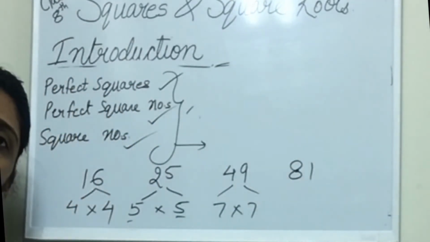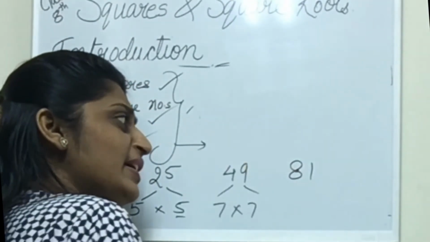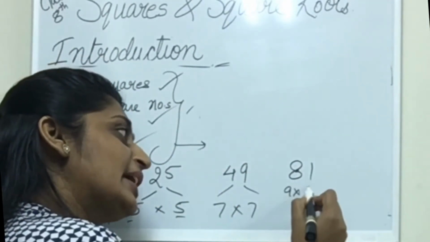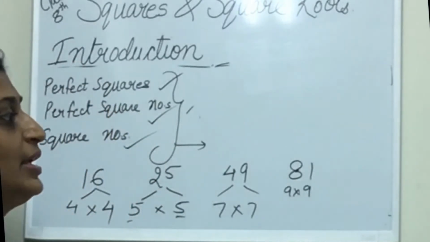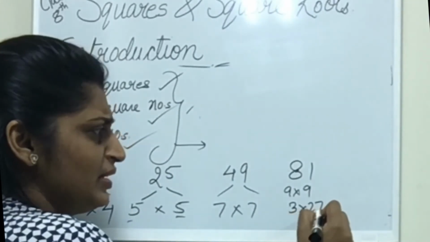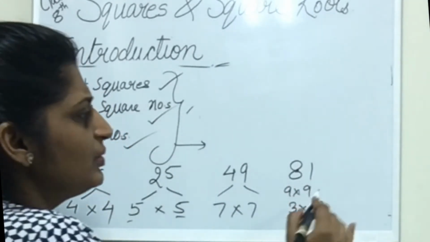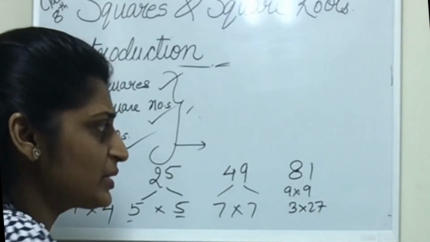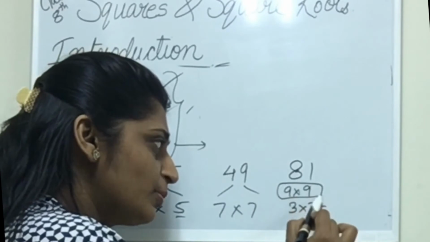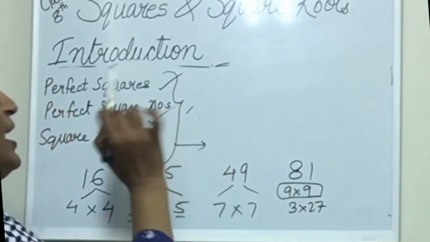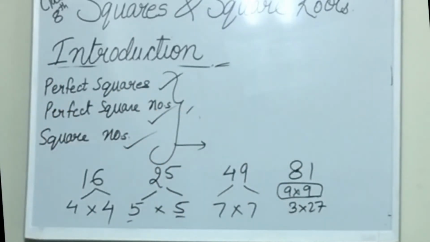Think about 81. There are many ways we can obtain 81, like 9 times 9. The very first thing which came to my mind is 9 times 9, and 3 times 27. Right? So, basically, I want to say whether it is a perfect square or not. Yes, it is a perfect square because one of the ways in which it can be obtained is 9 times 9, as a product of two same numbers. When a number multiplied by itself gives me 81, hence I conclude that 81 is a perfect square.